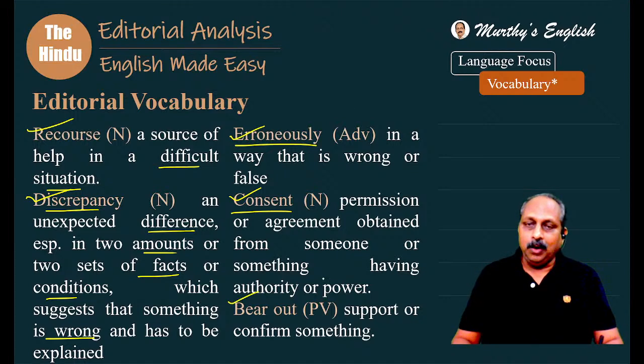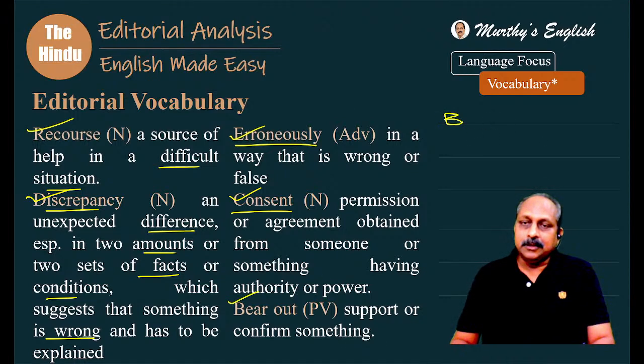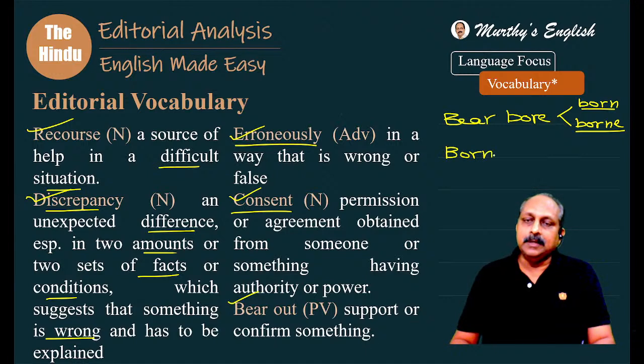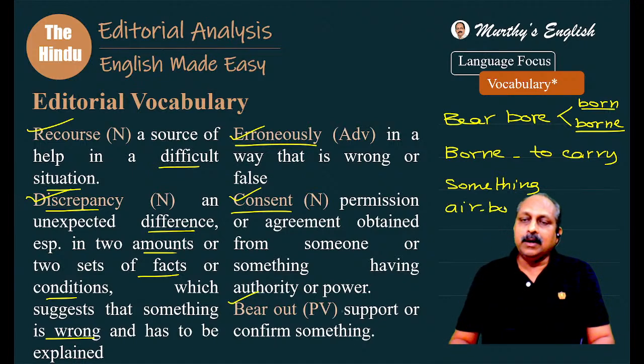Bear out, an important one. Usually, I tell students in regular classes, bear, past. What is the past form? Bore. But past participle, we have two forms, born and also borne. Born, first one is to give birth. Borne, this is important, I'll use a capital letter, means to carry something. To carry something. Based on this, we have airborne disease. What do you understand from that?